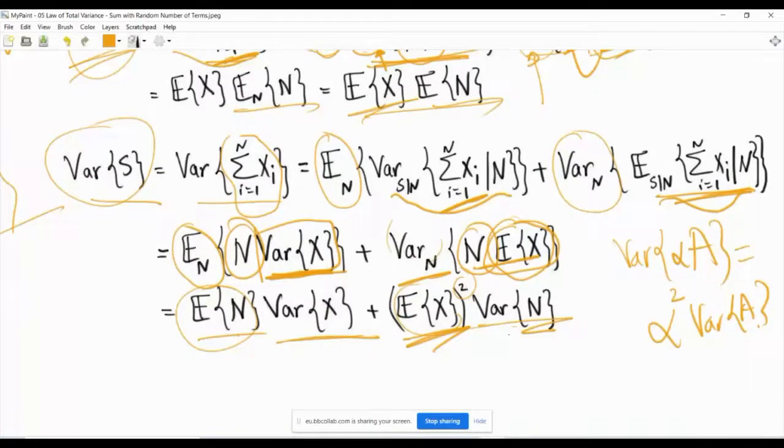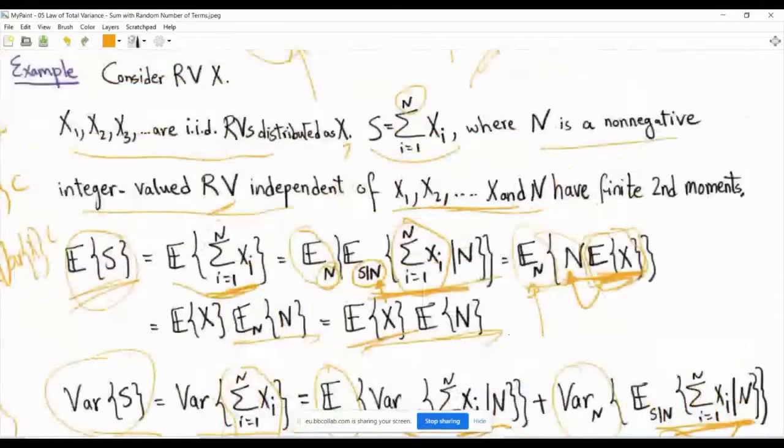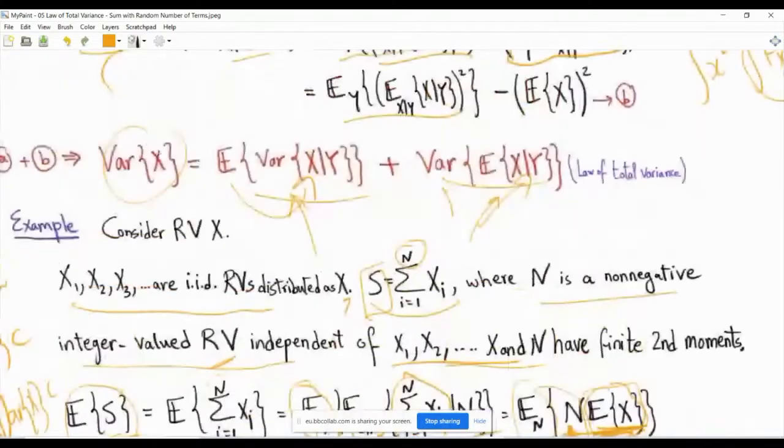Again, this seems like a mission impossible if you try to deal with S directly. Who knows what the distribution of S is? Later in the course, when we study the characteristic function, we will actually compute things like the distribution of S, at least in some special cases. But if you want just the first and second order statistics of S, the first moment and the variance, then iterated expectations and the law of total variance are your friends.